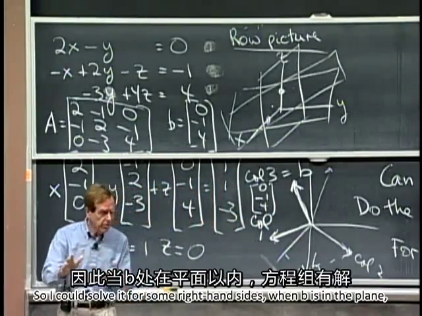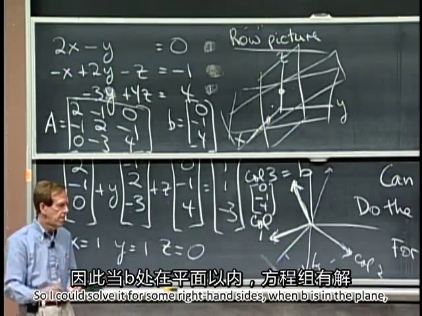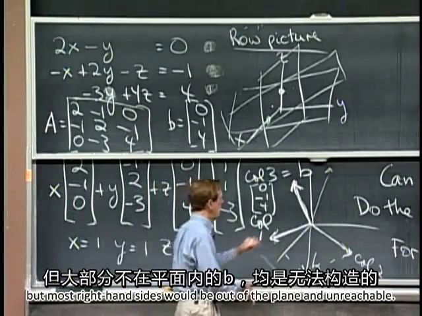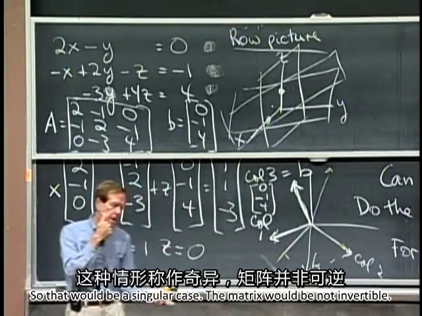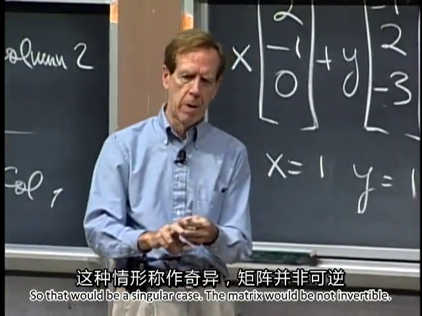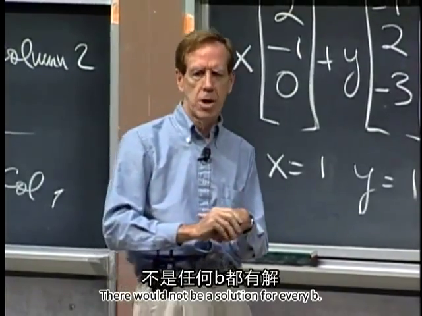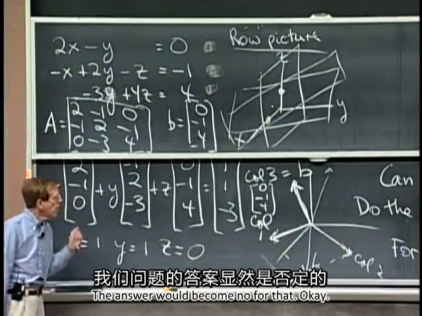So I could solve it for some right-hand sides when B is in the plane, but most right-hand sides would be out of the plane and unreachable. So that would be a singular case. The matrix would be not invertible. There would not be a solution for every B. The answer would become no for that. Okay.